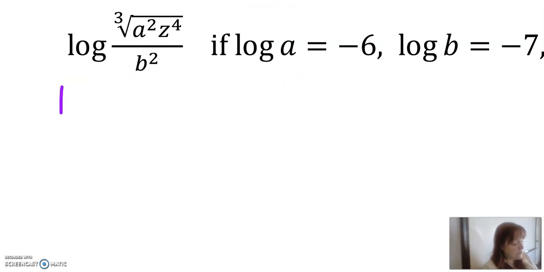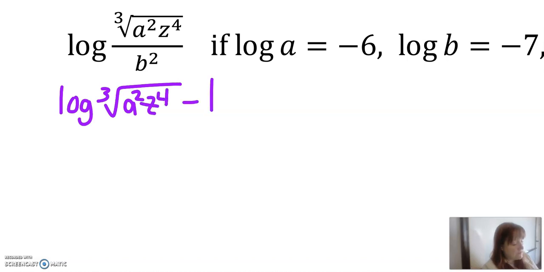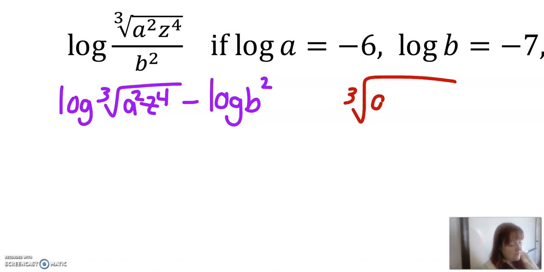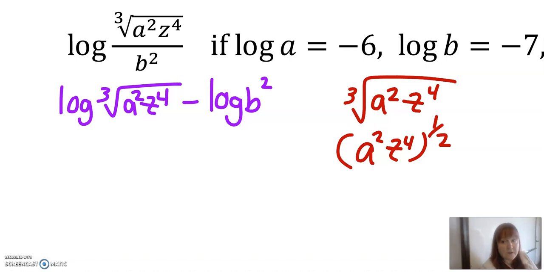So I see a quotient. So this is log of the cube root of a squared z to the fourth minus log of b squared. Then I see that I have the cube root of a squared z to the fourth. So let's go ahead and get rid of that cube root altogether. So remember that the cube root of a squared z to the fourth really means a squared z to the fourth to the 1/3.